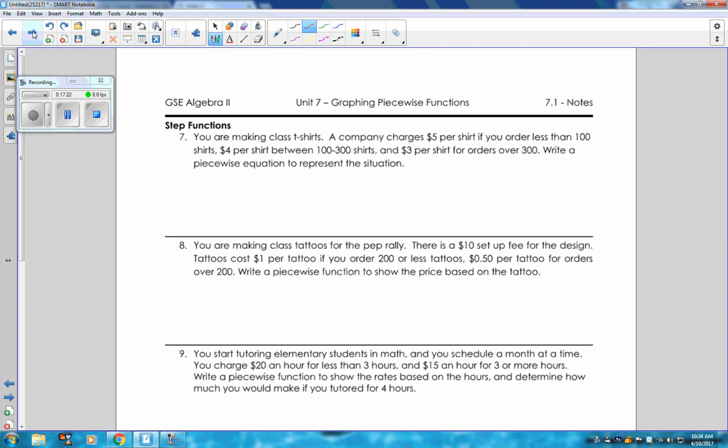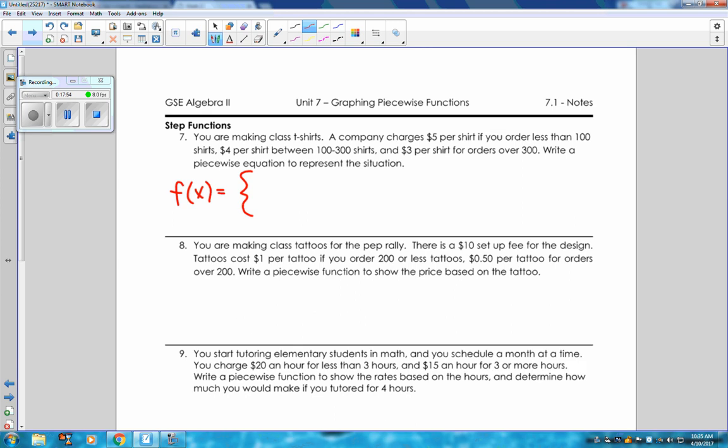So anytime you're writing a piecewise function, yes, we're writing the formula. Anytime you write a piecewise function, you always start off with f of x and the bracket. I always start off with this. Every piecewise function has this written on it.